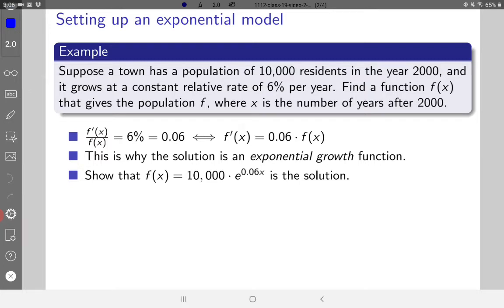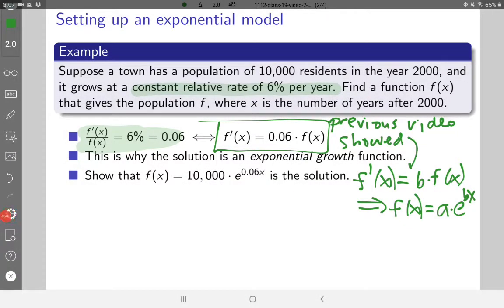So that constant relative growth rate of 6% per year, that's another way of saying what I have written here, that the derivative of the function divided by the function itself is 6%. It's constant, that number. Or in other words, the derivative of a function is a multiple of itself, specifically 0.06 times the function itself. Now, based on the last video, we already solved a differential equation of this type, and we came up with an exponential growth function.